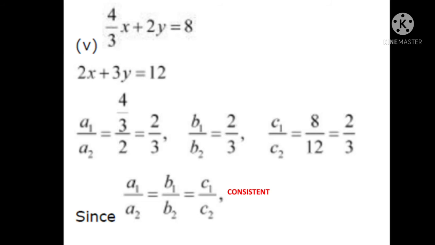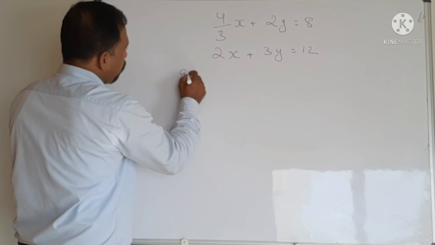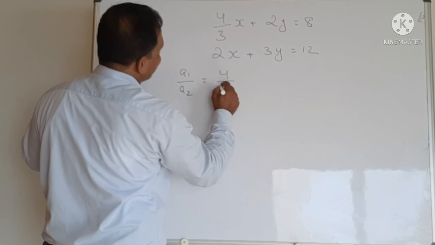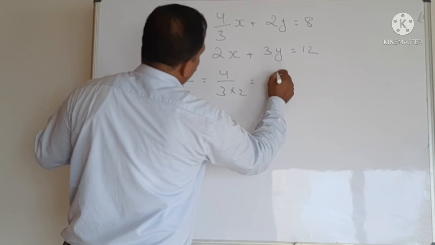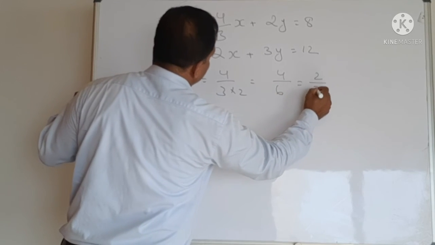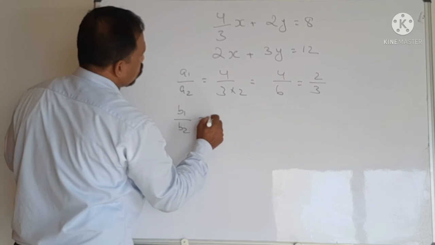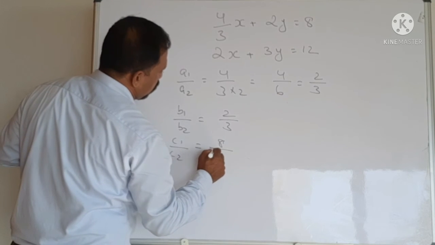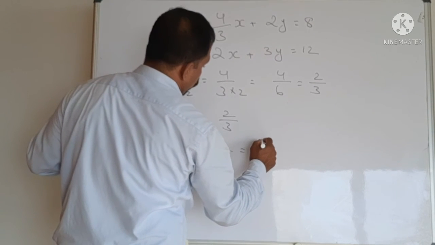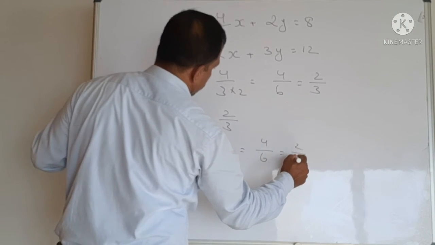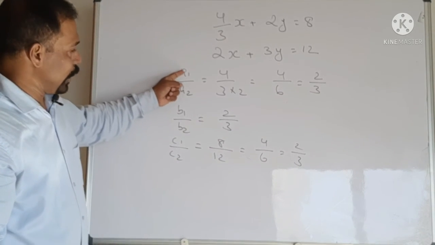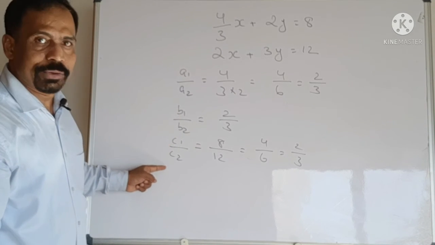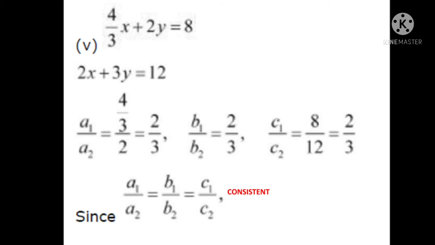Let's do question number 5. 4 by 3 x plus 2y is equal to 8 and 2x plus 3y is equal to 12. Now let us see the ratios. A1 by A2 is 4 by 3 into 2, that is 4 by 6, so that is 2 by 3. B1 by B2 is 2 by 3. What is C1 by C2? C1 by C2 is 8 by 12, that is 4 by 6, that is 2 by 3. So in all these cases, A1 by A2 is equal to B1 by B2 is equal to C1 by C2. Therefore, they are consistent.